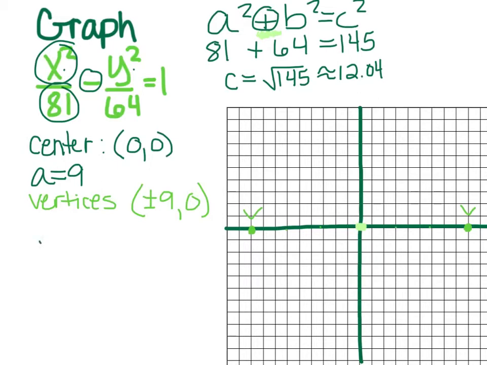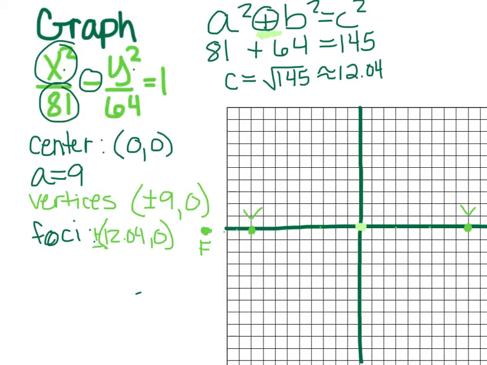So our foci, we're going to count 12.04 on either side of this center here. So that was 9, 10, 11, 12.04. It's off my grid. And of course I didn't leave room for it on the other side, so we'll just have to imagine it over there at 12.04. So we've got plus and negative 12.04.